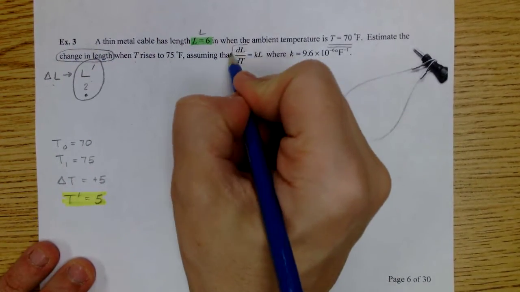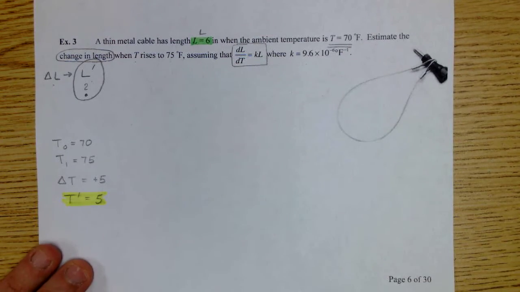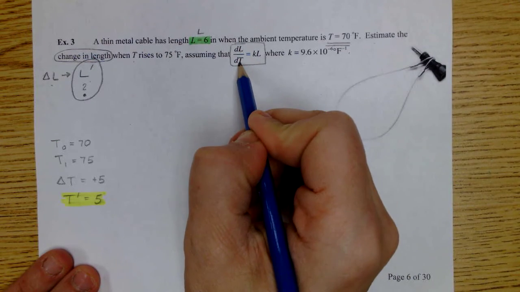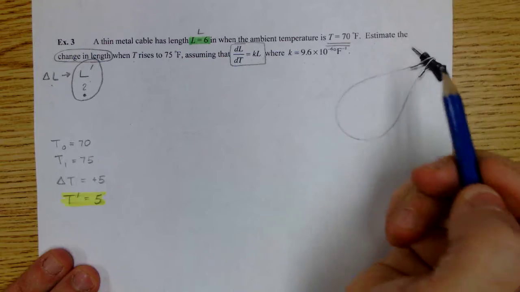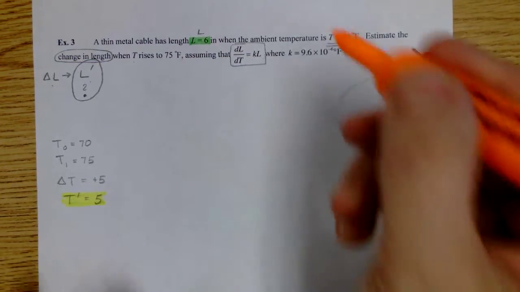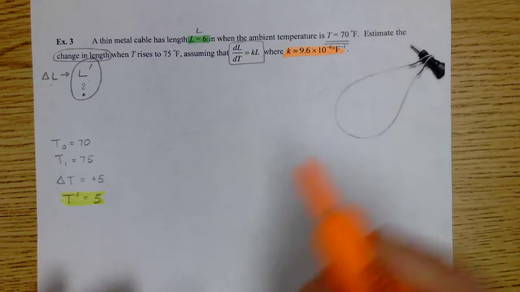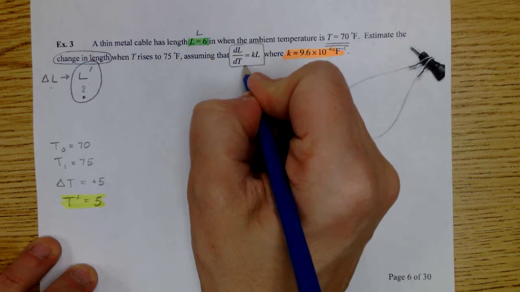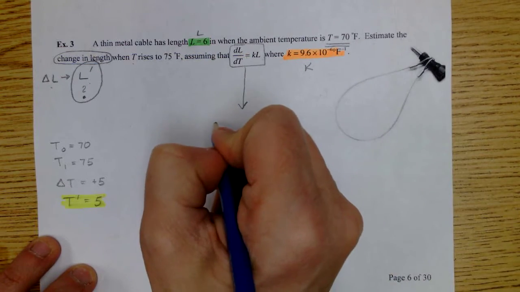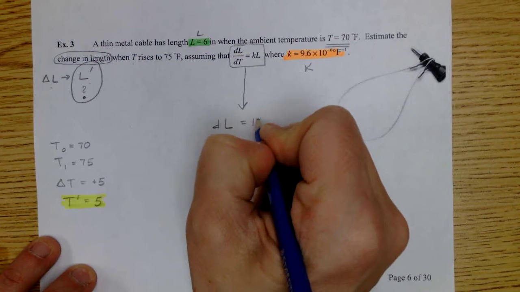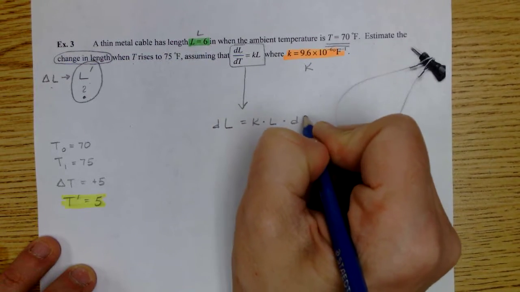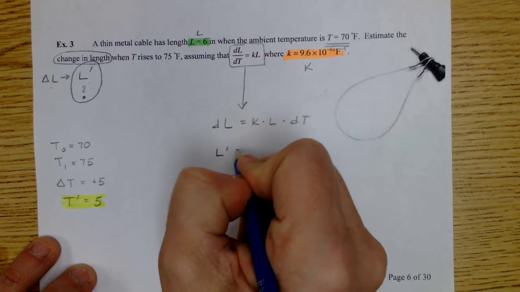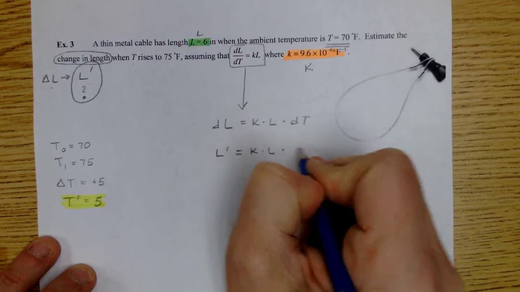We also are given an equation in its derivative form already. dL, which stands for change in L, over dT, change in T, is equal to K times L. We also are told that K is equal to 9.6 times 10 to the negative 6. Since I already have my derivative, I can rewrite this. dL is equal to K times L times dT. Using the notation that we used in the previous unit, L prime is equal to K times L times T prime.